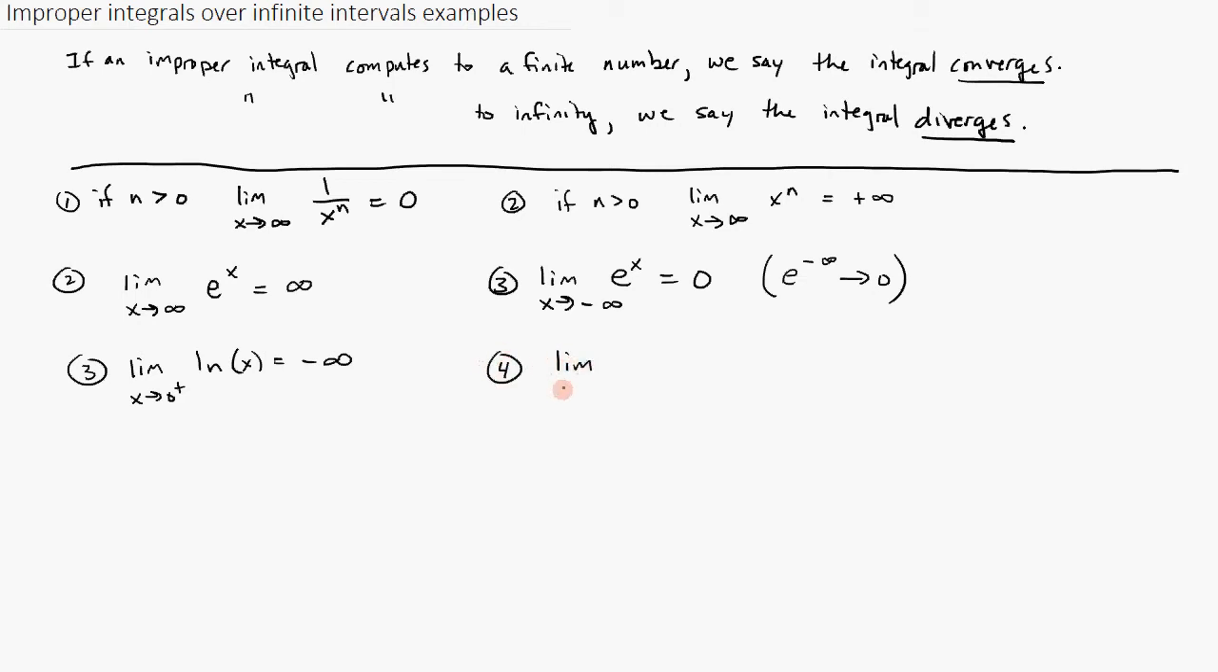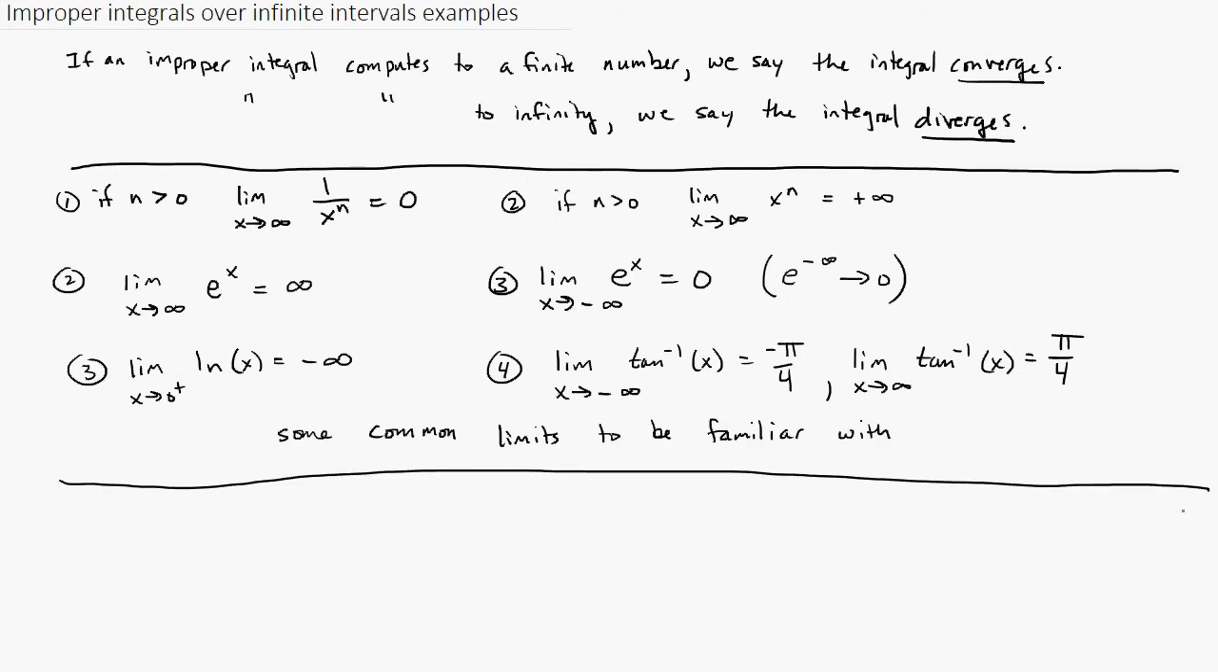The limit as x goes to minus infinity of the inverse tangent of x goes to minus pi over 4, and the limit as x goes to infinity of the inverse tangent of x goes to pi over 4. So these are some common limits that you should be familiar with. Okay, so let's compute some improper integrals.